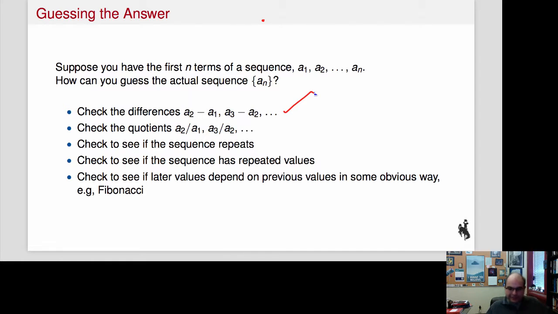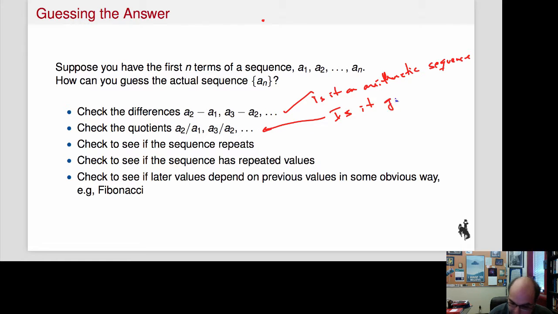So this is what I do. My first step is I try to look at the differences between elements in the sequence. So what am I doing? Is it an arithmetic sequence? Because arithmetic sequences come up a lot, so I might as well check. Then I check the quotients or the ratios. I'm asking, is it geometric? And that's a hope. Okay, neither one of those happened.